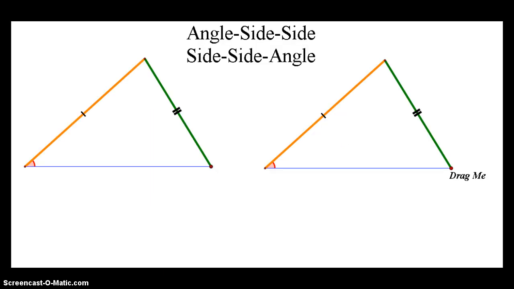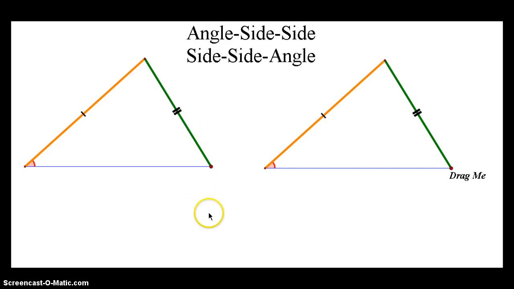So here I am in Sketchpad, and I have these 2 triangles, and we're going to see if angle, side, side, or side, side, angle, same thing, is going to be a way to prove congruent triangles. So look at what we have. We have our corresponding angles marked as congruent. We have the orange sides, which are also marked as congruent, and our green sides, marked as congruent. So just by looking at this pattern, it's angle, side, side.